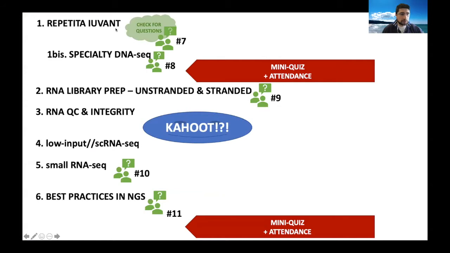So this is basically the layout of today. We're going to do a small summary from yesterday. Then we're going to switch gear to specialty DNA sequencing libraries, and then we're going to talk in detail about the RNA library preparation, stranded and unstranded types of library preparation. Also, point 3, I think, is very important, especially for RNA: how to do the RNA QC and what the RNA integrity is. We're going to briefly touch on the low input single cell RNA-seq methods. A couple of slides, maybe even one, on the small RNA-seq approach, and then again, best practices in NGS.